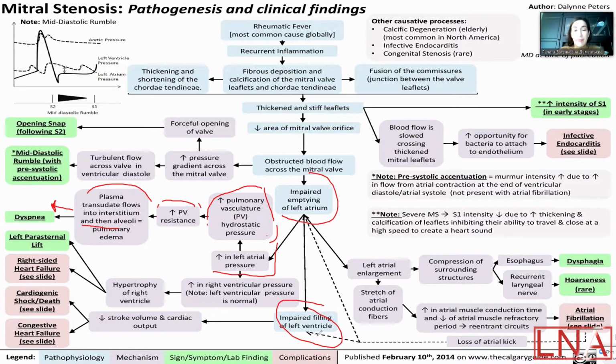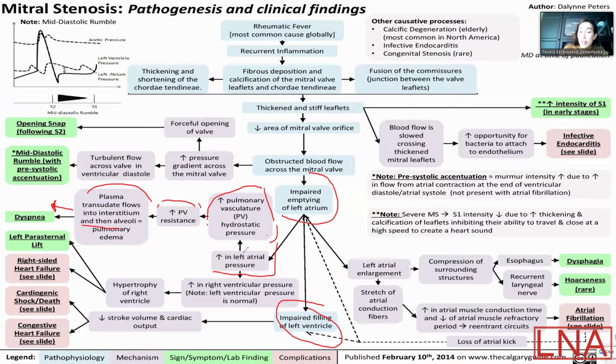Next, impaired filling of the left ventricle in turn leads to decreased stroke volume and cardiac output. Not all blood goes into the chamber of the left ventricle, and decreased stroke volume and cardiac output lead, in decompensated form, to cardiogenic shock and death, or to formation of congestive heart failure.